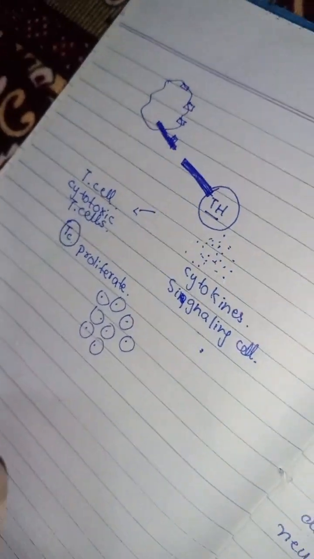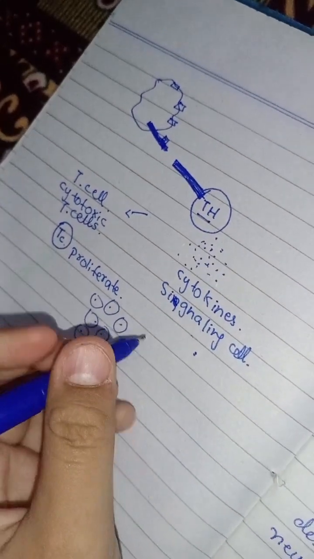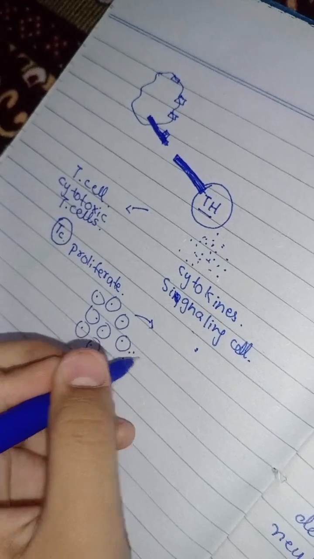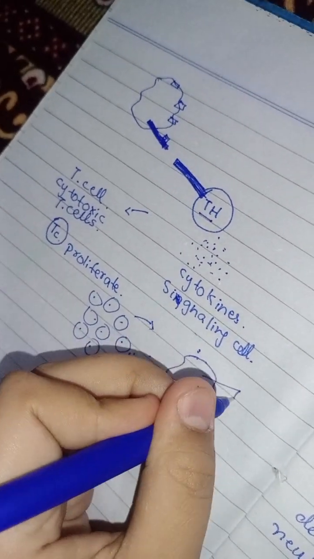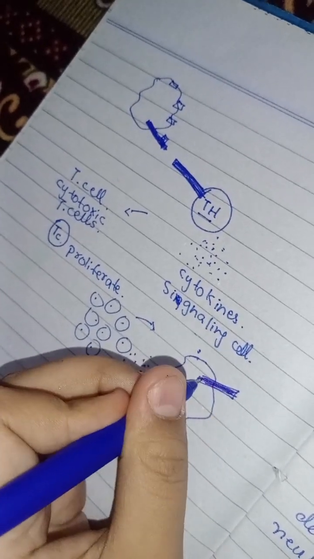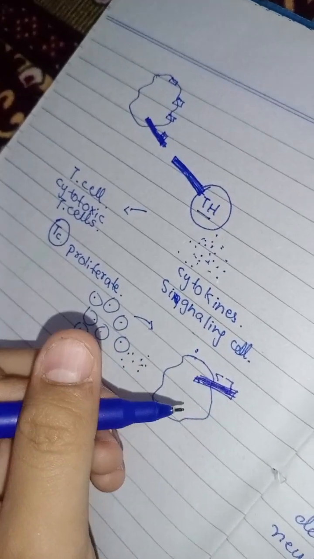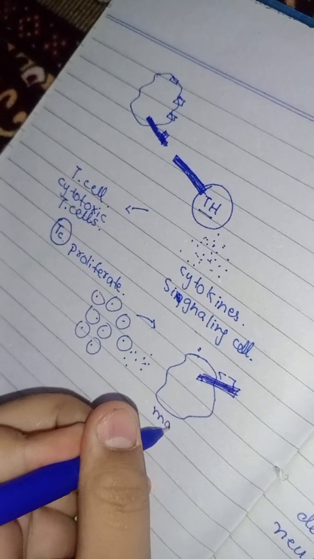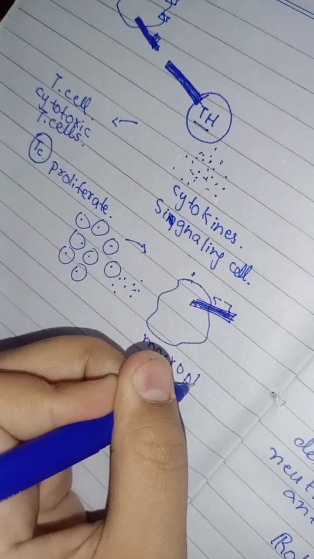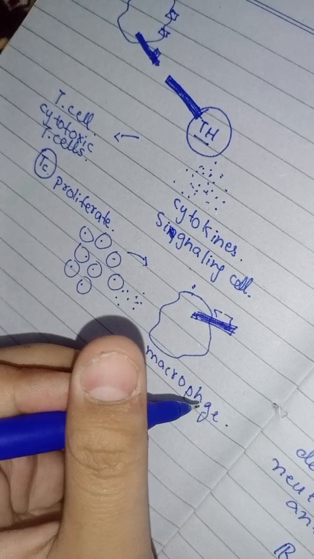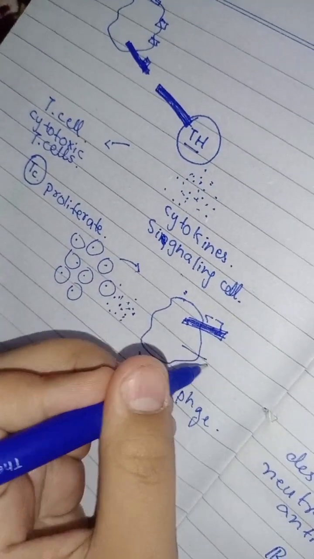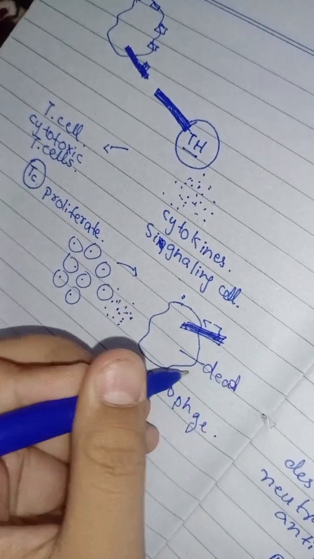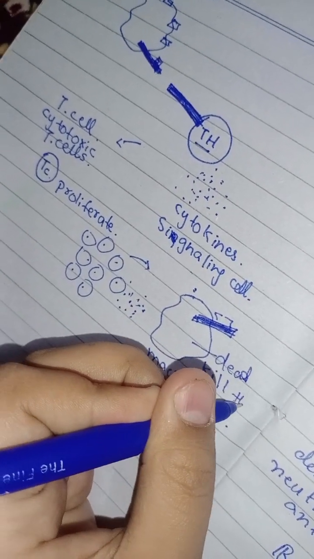Now these will release some chemicals, and here we have another cell. Here we have an antigen, and this is known as a macrophage cell. So the chemical released will kill the infected cell. Kill the cell. Got it?